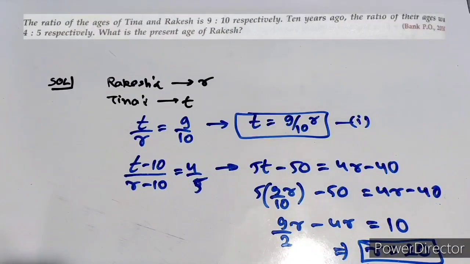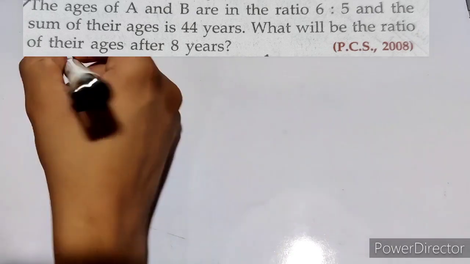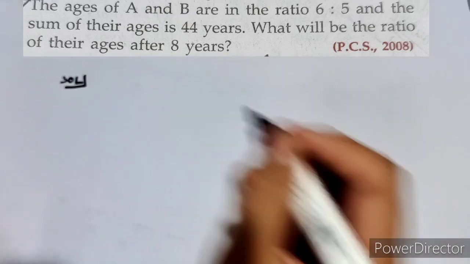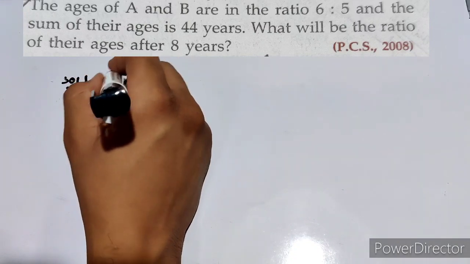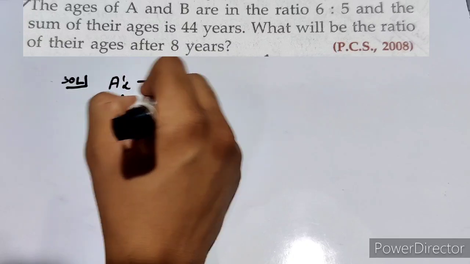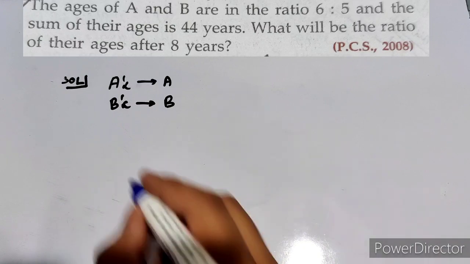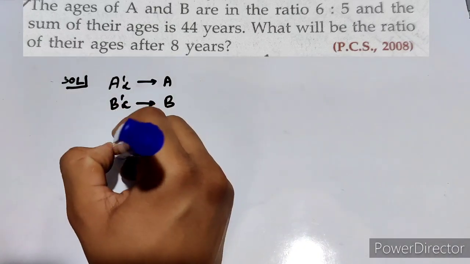Now let us move on to the next question. So the second question goes like, ages of A and B are in the ratio of 6:5 and sum of their ages is 44. What will be the ratio of their ages after 8 years? So starting again step by step, let us assume that A's age is A, present age, and B's present age is B. Simple. To keep the thing simple, we assume the similar variables only. Okay, so it is given that A is to B equals 6:5.